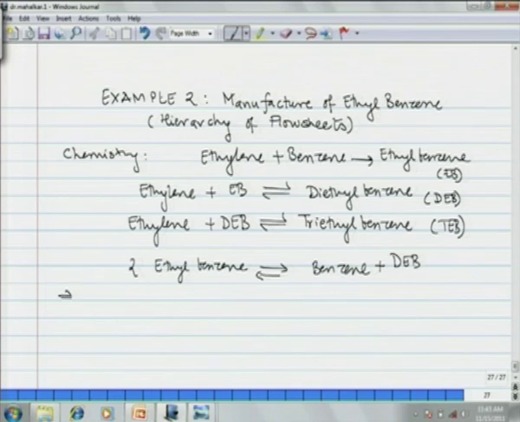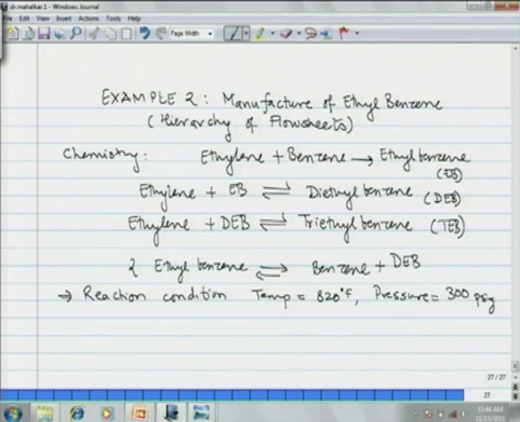The reaction conditions are temperature of 820 degrees Fahrenheit and pressure of 300 psi gauge, okay. And it is a catalytic reaction.